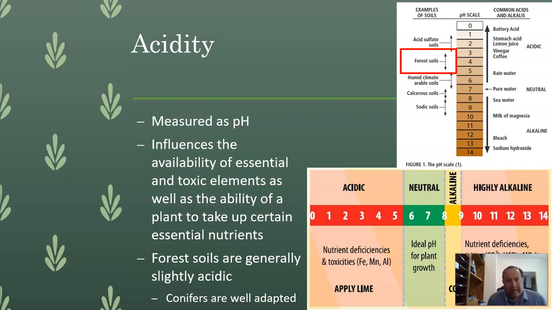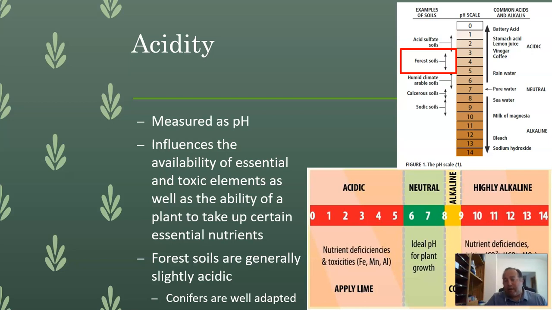Acidity. So this is usually a pretty complicated idea, but I like to keep it simple. So acidity is measured in pH. And so one of the things to understand at first is that forest soils overall usually are in the 3 to 5 range roughly for pH. The idea with pH is that you want to be as close to neutral as possible on the scale. The scale goes from 0 to 14, so 7 is neutral.